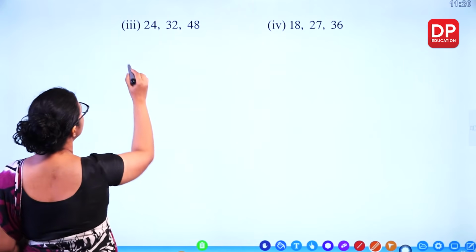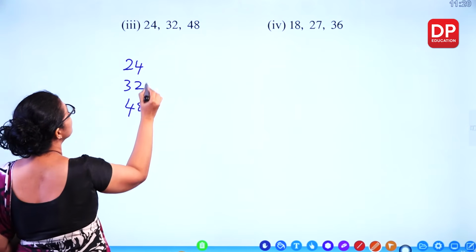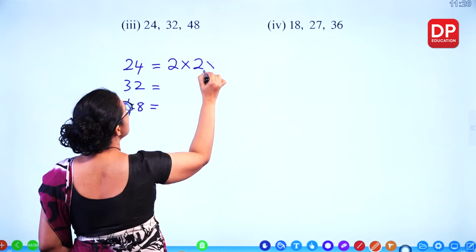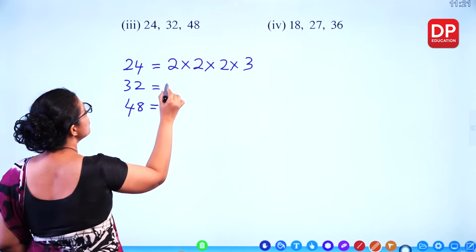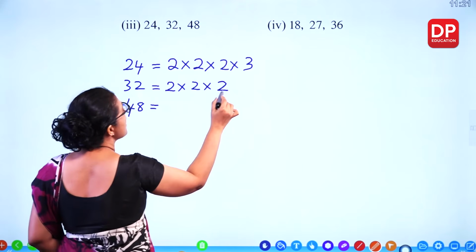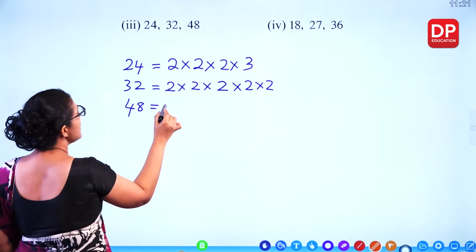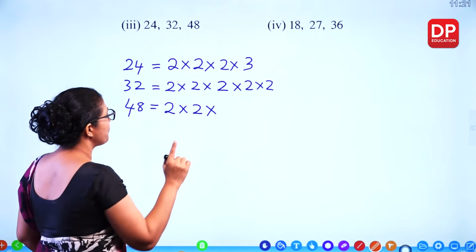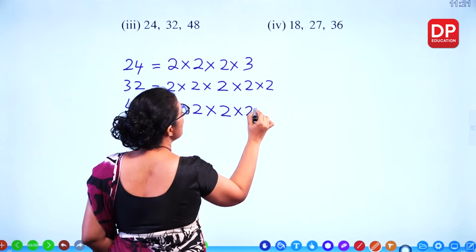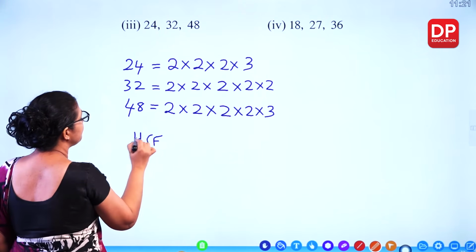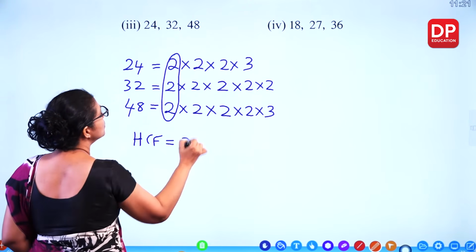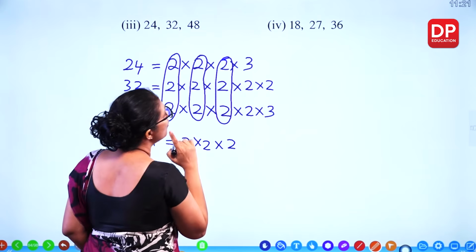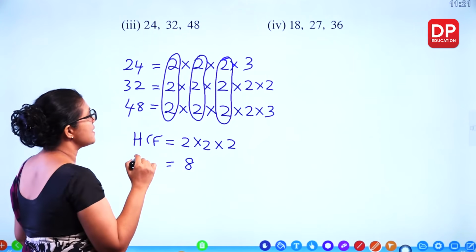24, 32, 48. Divide by 2, 12. Divide by 2, 6. Divide by 2 and 3. 32, we know that, 2, 5 times. 48 divided by 2, you get 24. Divide by 2, you get 12. Divide by 2, you get 6, 2 and 3. So what's the highest common factor? 2, another 2, another 2. 3 is not common. So 2 times 2 times 2, that's 8.